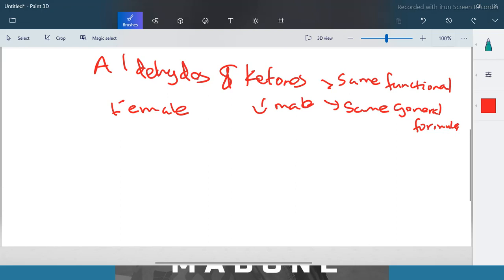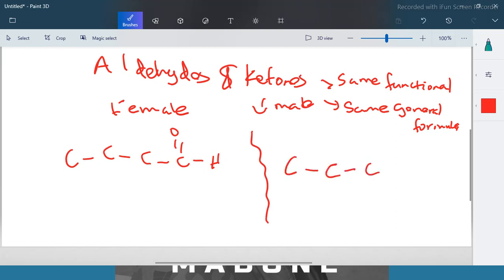An aldehyde, guys, right? It's something like this. 1, 2, 3, 4. Let me put the fourth one here. Let me draw a line. There is a ketone. A ketone is something like this.